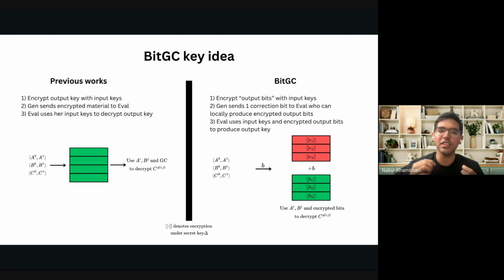Then the garbler sends one correction bit to the evaluator, who can locally produce these encrypted bits. So these bits were computed by the garbler. The encrypted versions of those bits were never sent over to the evaluator. The evaluator had her own preprocessed material and she corrected that with this one bit of communication to the encrypted bits that she needs. And then she'll use her input keys and the encrypted output bits to somehow produce the output key. The idea is that the evaluator has preprocessed material, and then from there, just one bit is enough to reconstruct the entire garbled material and then proceed with evaluation.